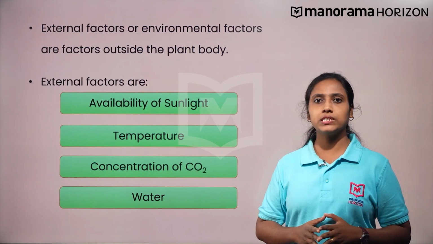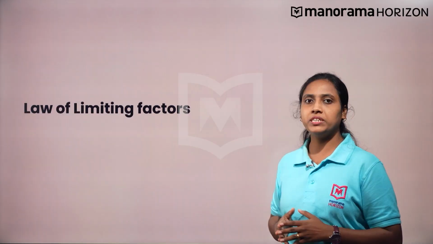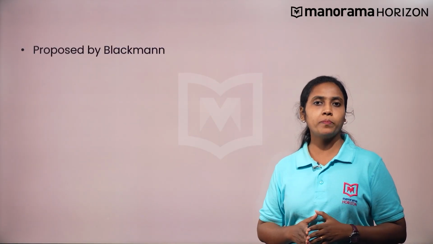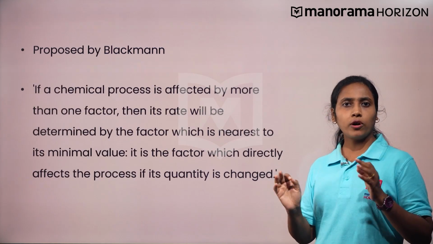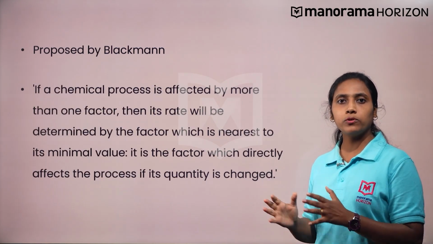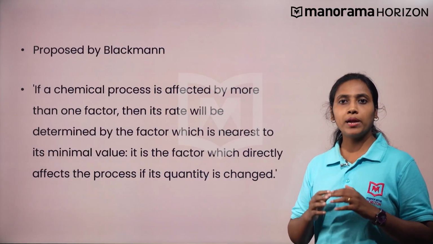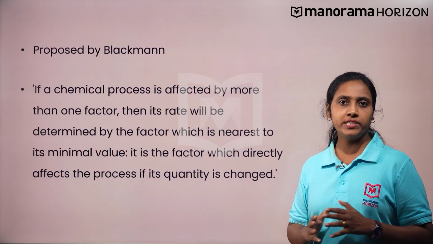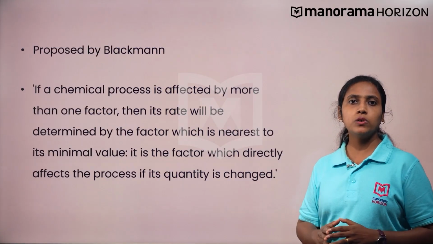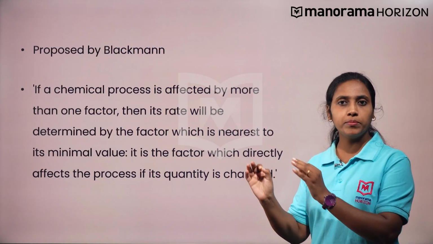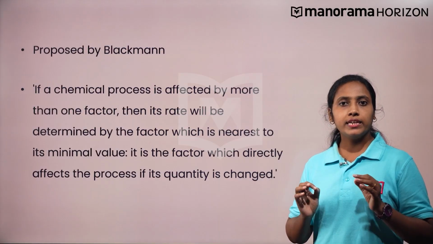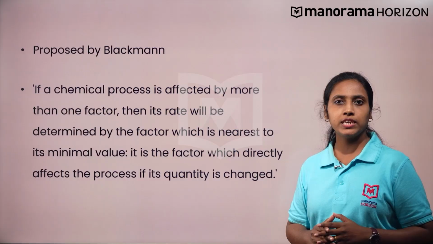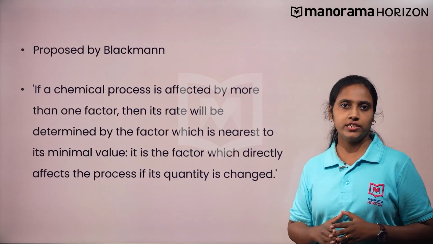We will now discuss the law of limiting factors. This law was proposed by Blackman. According to this law, if a chemical process is affected by more than one factor, then the rate will be determined by the factor which is nearest to its minimal value. It is the factor which directly affects the process if its quantity is changed.